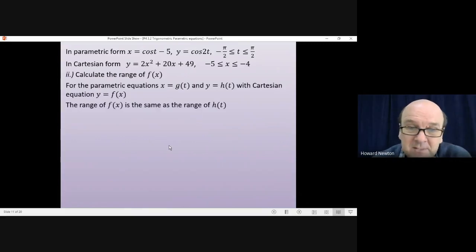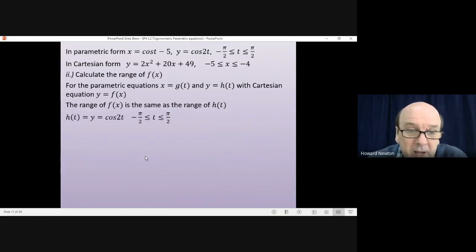Okay, again, going back to the last lesson, we've got parametric equations, x equals g of t and y equals h of t. The range of the Cartesian equation, f of x, is the same as the range of h of t. What's h of t? That's the parametric equation in y. So that's y equals cos 2t.